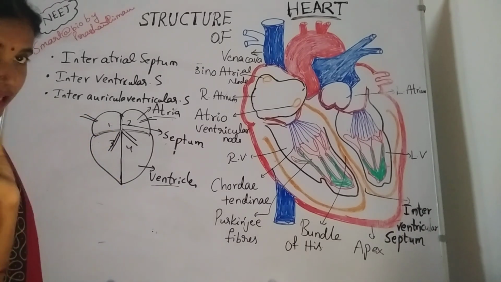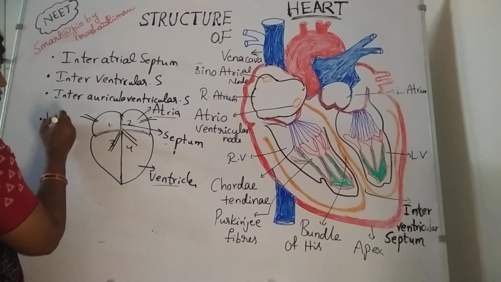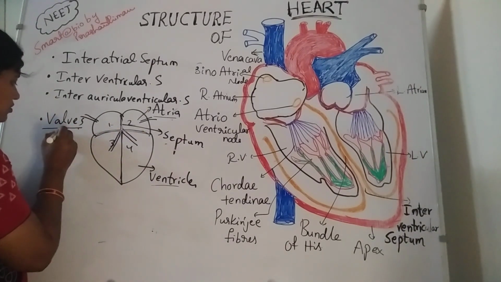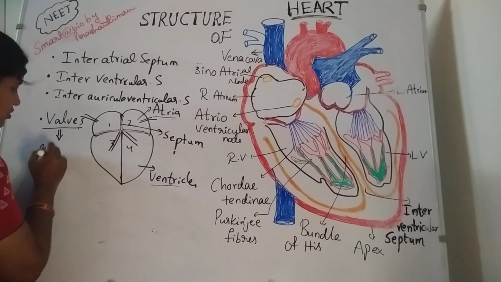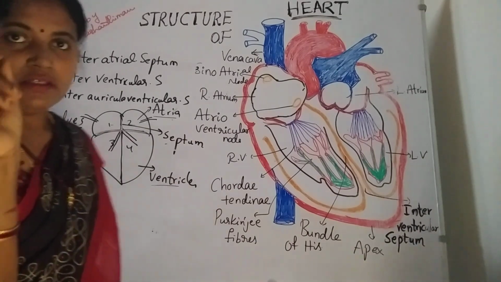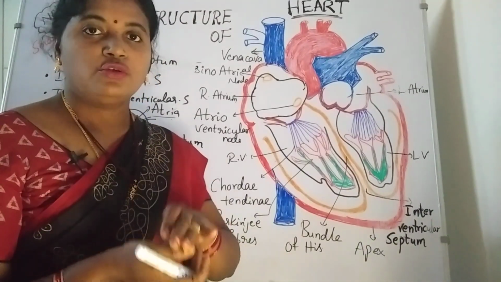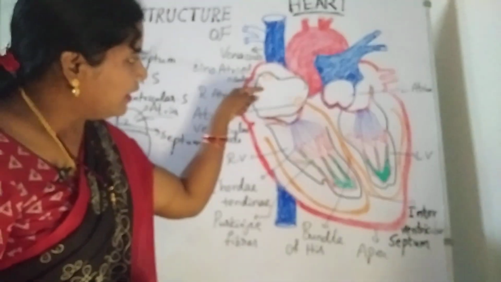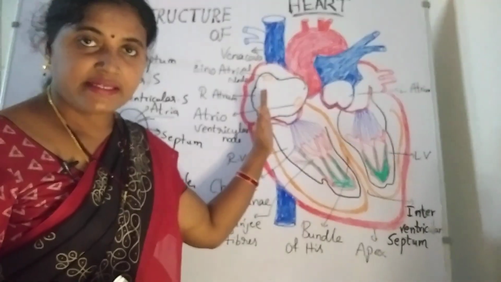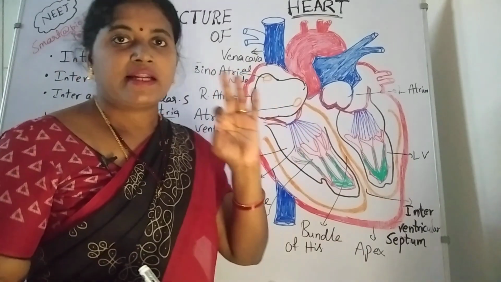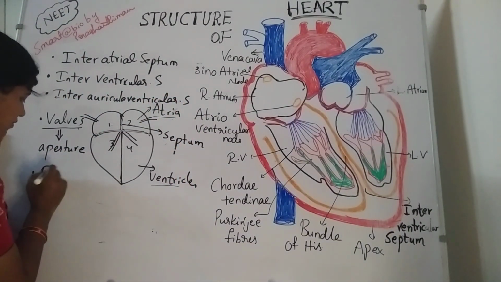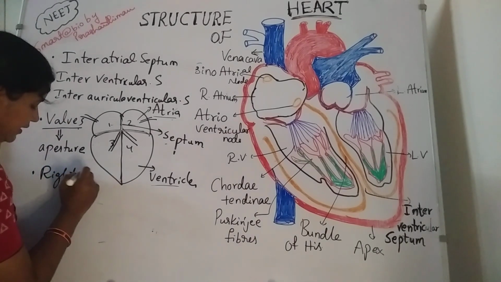There are valves. Here we have another important point, that is valves. Valves means apertures, and aperture means opening. It's an opening through which blood enters from the atriums to the ventricles. If it is the right side, it contains the tricuspid valve. Write down this, very very important.